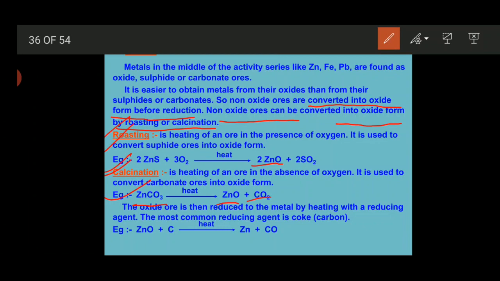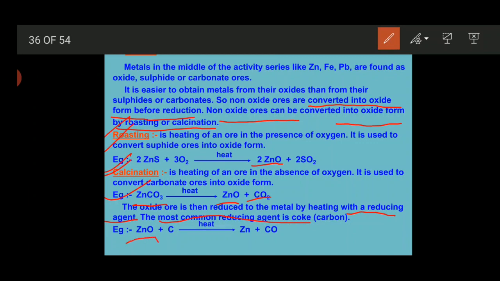We know that mostly the metals which belong to the middle of the reactivity series are present in their sulfide form or carbonate form. So firstly we convert them into their oxide form. Now the oxide ore is then reduced to the metal by heating with a reducing agent. See, once we get the oxide form of metals which belong to the middle of the reactivity series, we treat them with another element which helps in the reduction of that oxide ore. The most common reducing agent is coke, which is carbon.